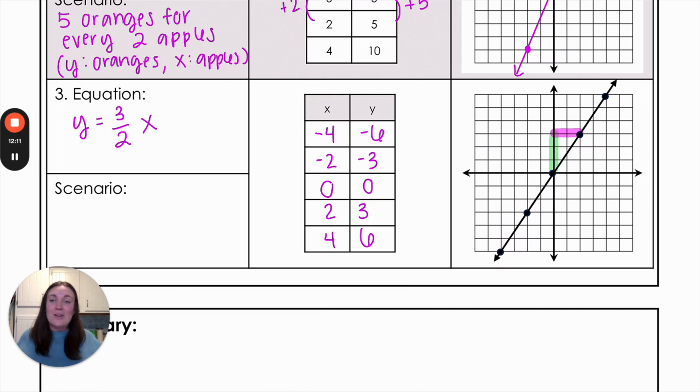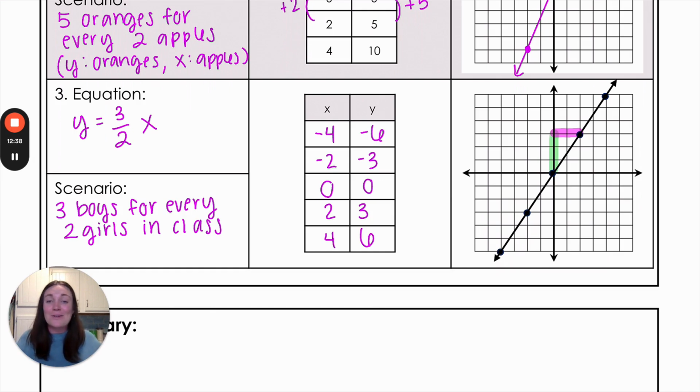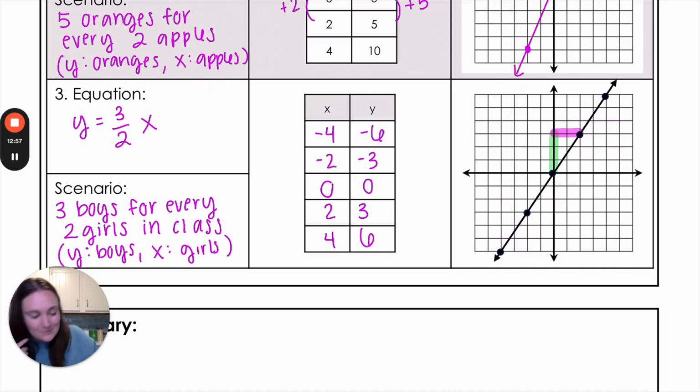And the last thing for a scenario, again, I just need something where I have 3 of something for 2 of every of something else. So let's say maybe in a math class, we have 3 boys for every 2 girls. Okay, and so remember we always have our y over x, so whatever we have associated with that y number, which in this case is our boys, needs to be our y. So this time we'll have our boys, our y, and our x is for our girls.